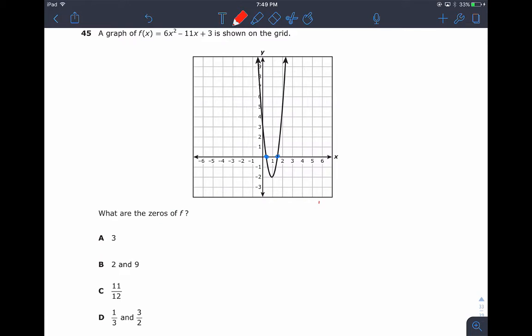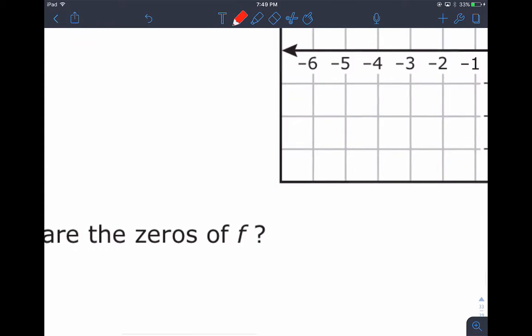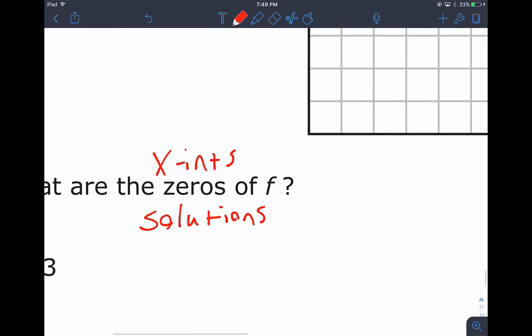What do we got here? The graph of 6x squared minus 11x plus 3 is shown on the grid. What are the zeros? Another vocab thing, zeros. Those are x-intercepts. Sometimes they might refer to them as solutions, if you have the equation set equal to 0. Every now and then you'll see roots. These are all the same thing.